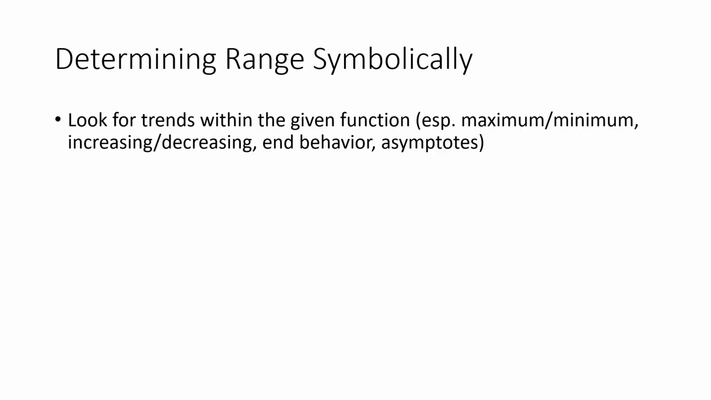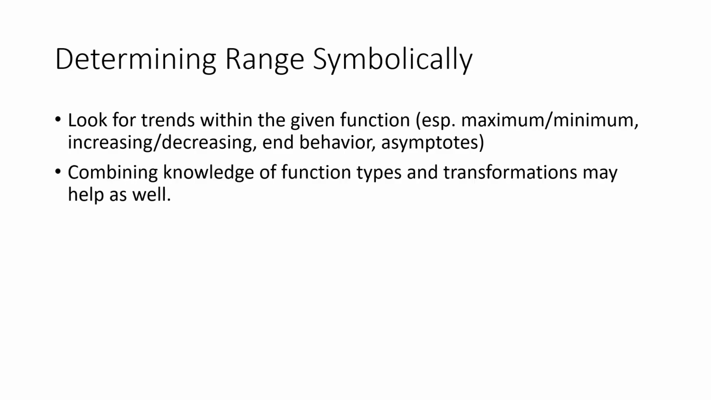Let's look at one example of how to deal with range symbolically too. This is a less common thing to have to do. It's a lot harder, I think. You need to look for trends that exist within the given function. So look for max and mins, increasing or decreasing, all those sorts of things we've studied before. And also think about the function type and the transformations that might be applied to it to help think about what the range would look like too.